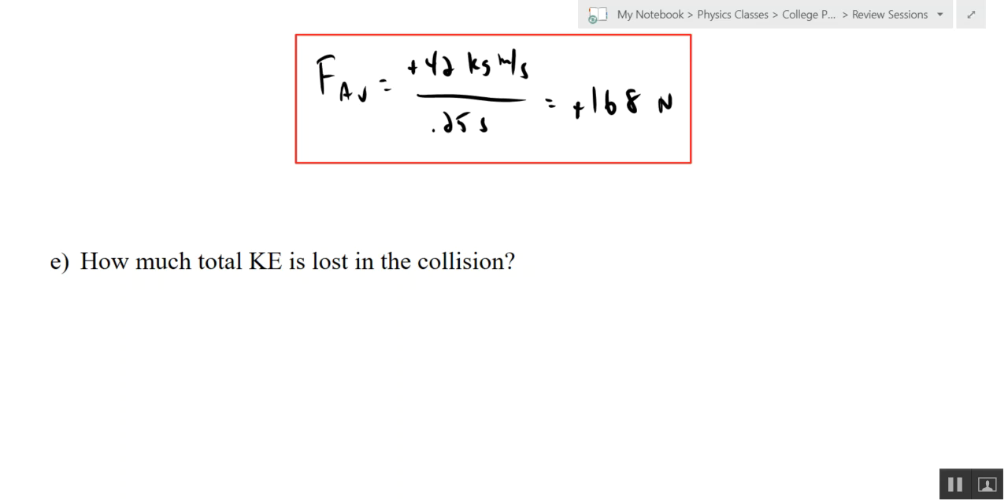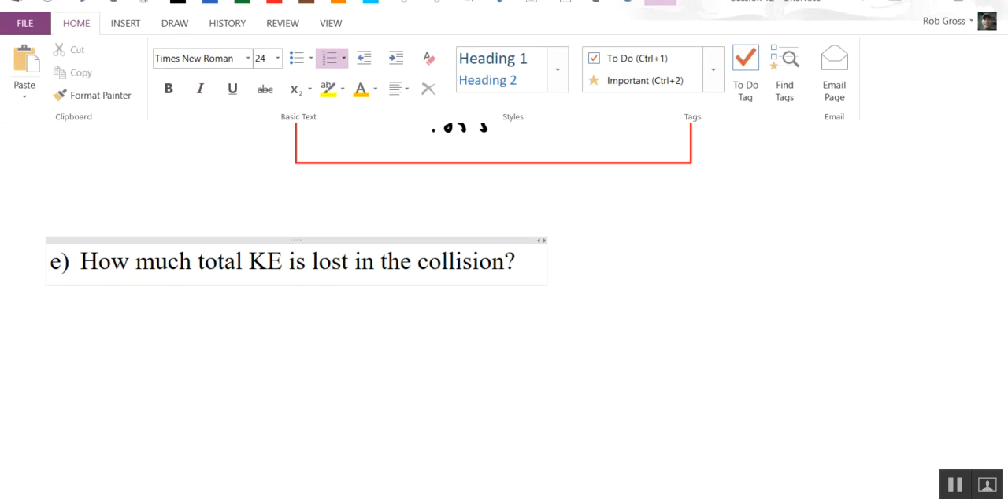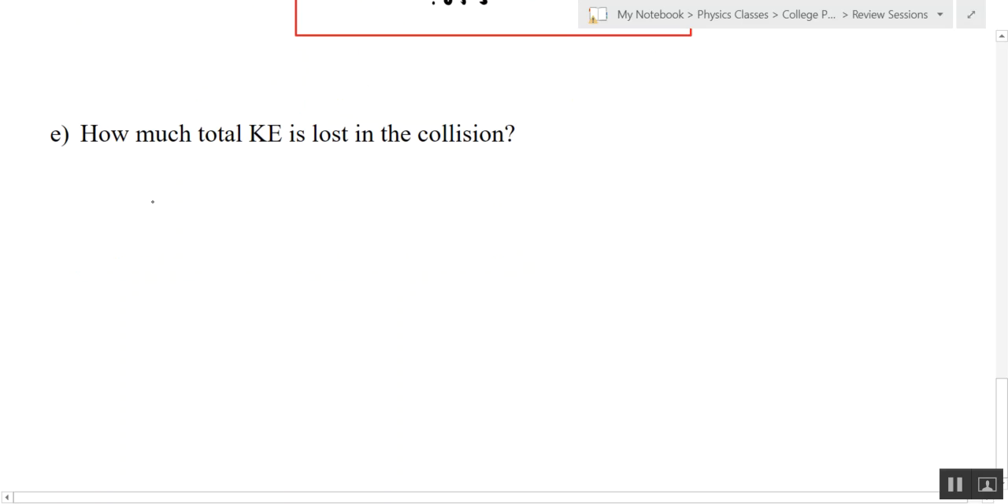Okay, so you have to figure out how much kinetic energy they had before they collide. So that is just the kinetic energy of mass 1, which is 1/2, of the 10 kilogram one, right? How fast was it moving? 5.